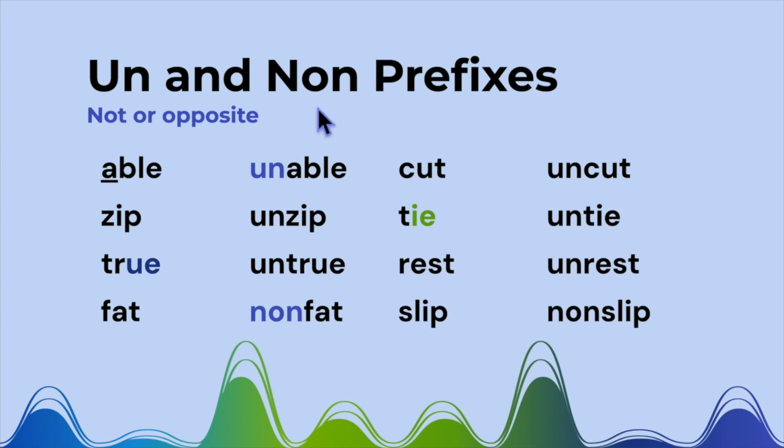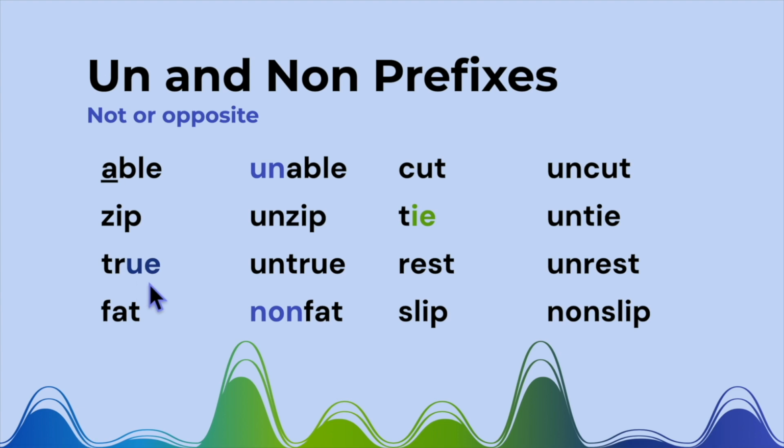We're going to learn about the most important English prefixes. Un and non both mean not or opposite. So here we have the word able with a long A. We add un in front of it and we get the word unable, which means not able. Cut, uncut. Zip, unzip. IE at the end of a short word has a long I sound. So we have tie, untie.